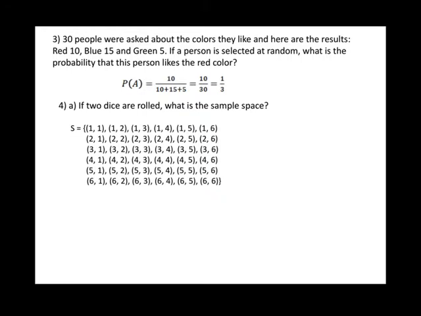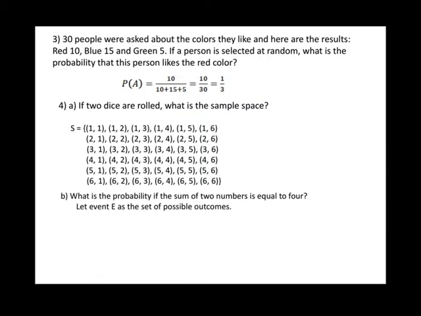Okay, how many total outcomes do I have? I have 1, 2, 3, 4, 5, 6, and 1, 2, 3, 4, 5, 6. So I have 36 total outcomes. And again, this is the sample space, not the probability.